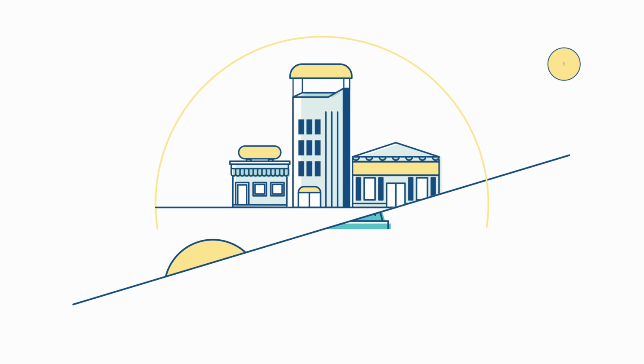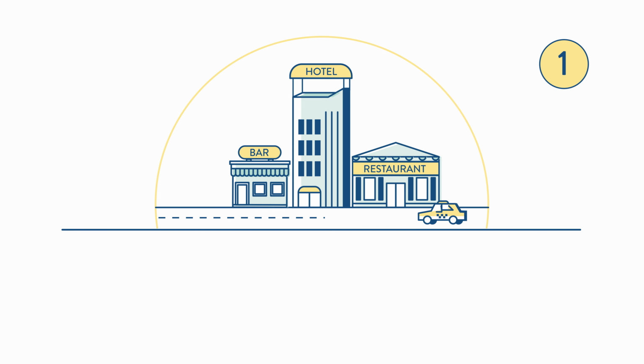Scope 1 are the greenhouse gas emissions from activities taking place within the destination. For example, fuel utilized by taxis transporting tourists.